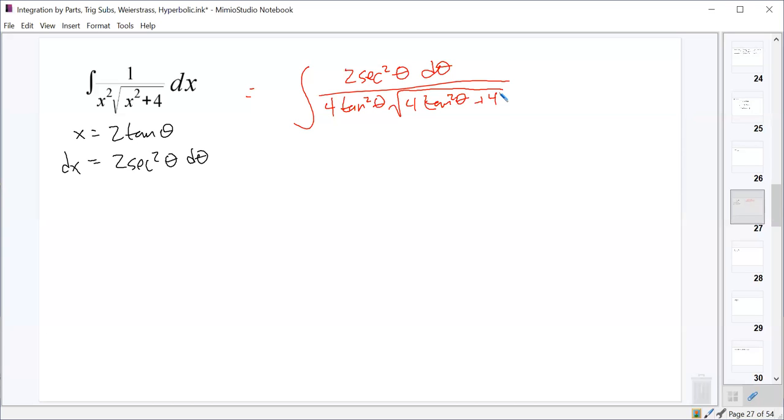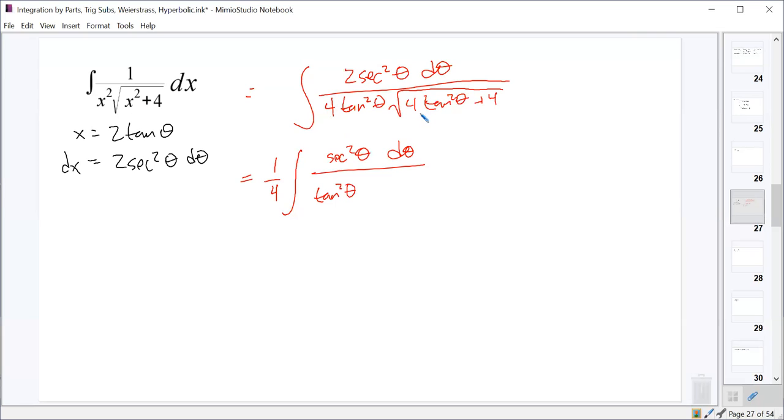So then we'll just simplify as much as we can. First off, in the denominator, this 4 tangent squared theta plus 4, we can pull a 4 out of that, right? And as we pull a 4 out of the square root, it becomes a 2 out there. And then that 2 will cancel with this 2. So the constant that we've got left is a 1/4. So let's just put that out in front of the integral so we don't have to deal with it at the moment. Got 1/4 of an integral of secant squared theta d theta over tangent squared theta.